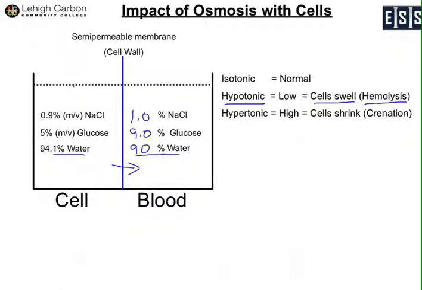And so what's going to happen to your water level in your cell? It's going to go down. You're going to have less water in your cell. Your cells are going to shrink because of that. When your cells shrink, the condition is called crenation, and your blood is in a hypertonic position, or this over here, hypertonic. Got a lousy handwriting there, but hypertonic. Your blood has more salt and sugar than normal, and you have a hypertonic situation in your blood. It's going to cause crenation of your cells.